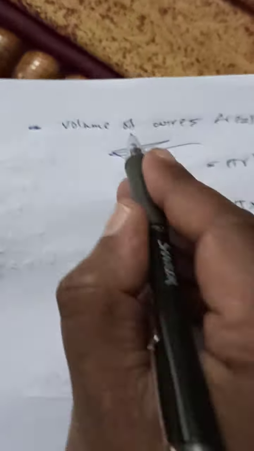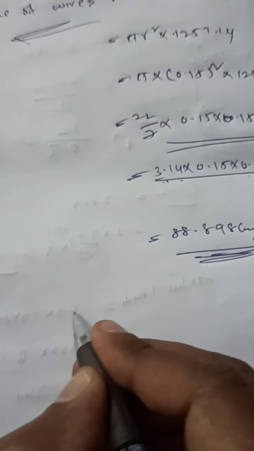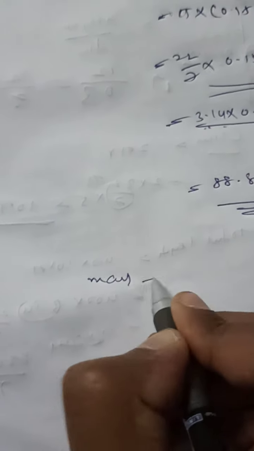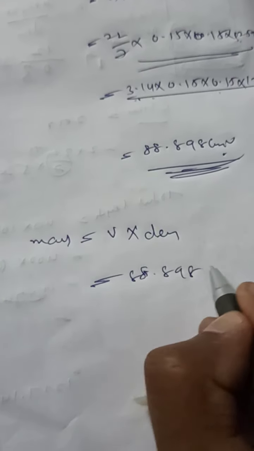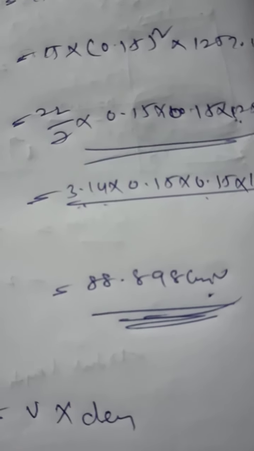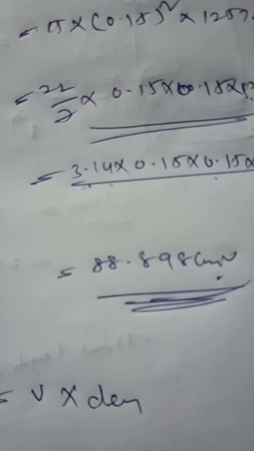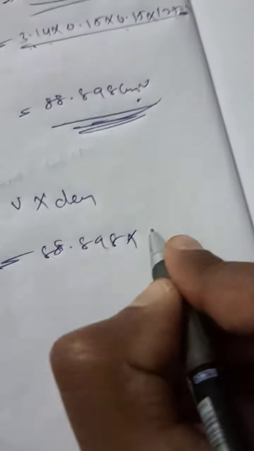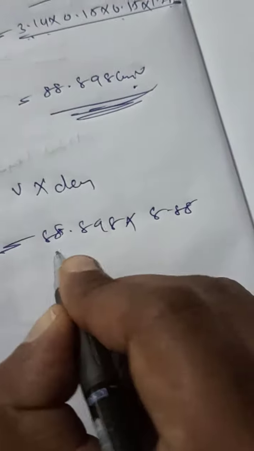This is the volume of the wire. We got the volume of the wire. Now we have to find what they asked, the mass. Mass is equal to volume into density. What is the volume? 88.898. What is the density they have given in the question? Once I glance, the density of the wire is given as 8.88 grams per centimeter cube.